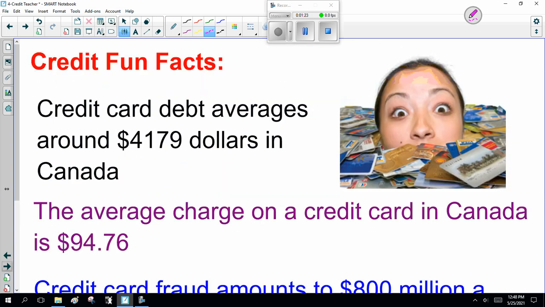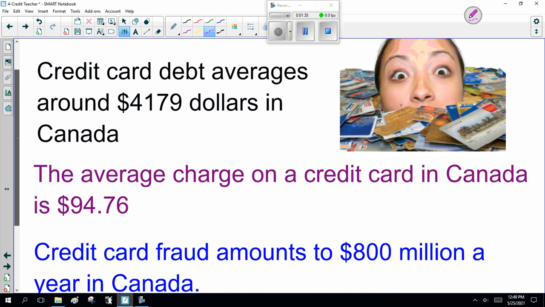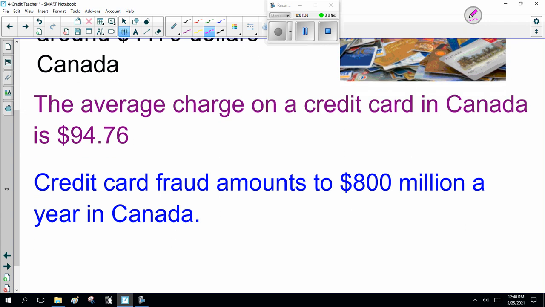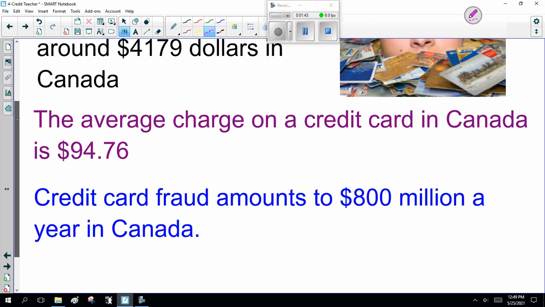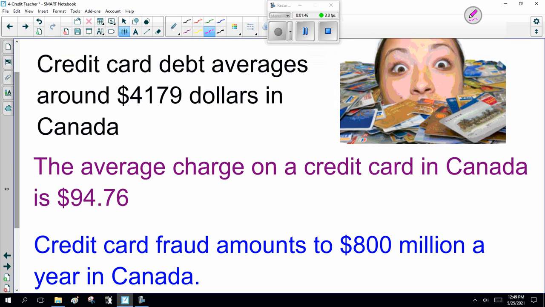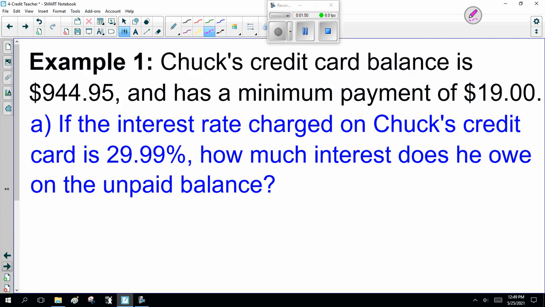Now, credit facts. Credit card debt averages around $4,179 in Canada. If you have a credit card, that's how much you owe on average. The average charge on a credit card in Canada is $94.76. And credit card fraud amounts to $800 million a year in Canada. $800 million in fraud, you owe $4,000, and the charge is $94. Big numbers. Now, let's do some examples here.